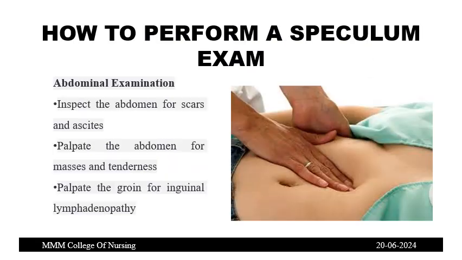So next is the actual procedure, how to perform the speculum examination. First will be abdominal examination. As we said earlier, for a complete gynecological workup, you have to do a bimanual examination, which includes the abdomen examination also. So in abdomen examination, you have to inspect the abdomen for scars and ascites, palpate the abdomen for masses and tenderness, and palpate the groin for inguinal lymphadenopathy. All these things should be ruled out.